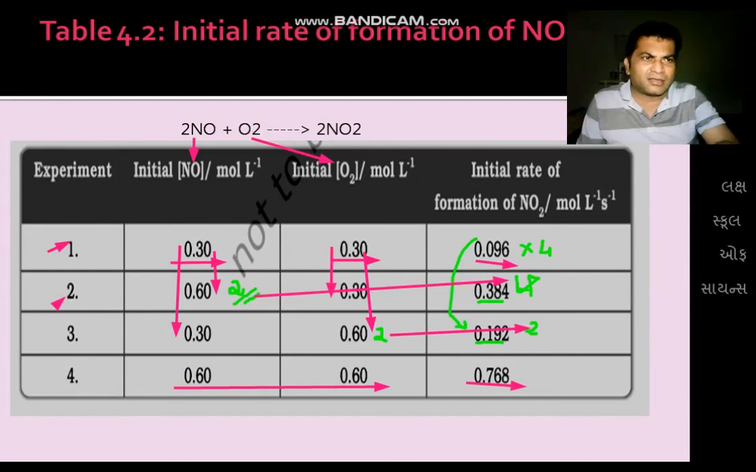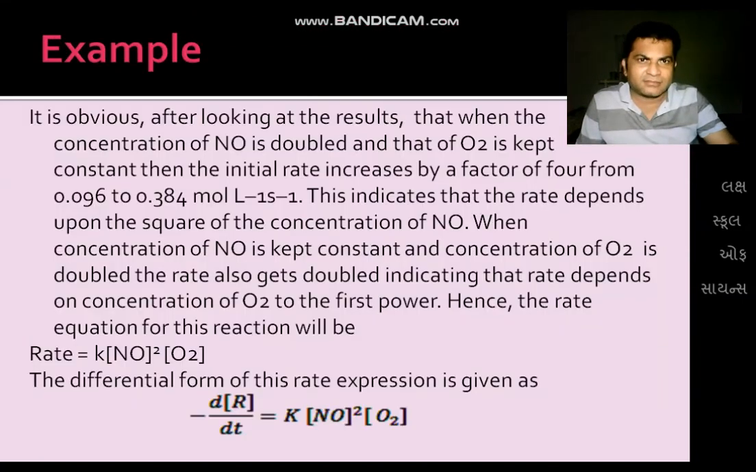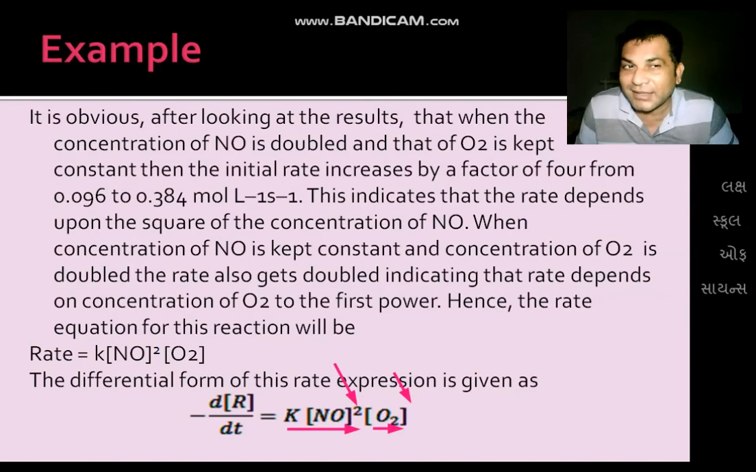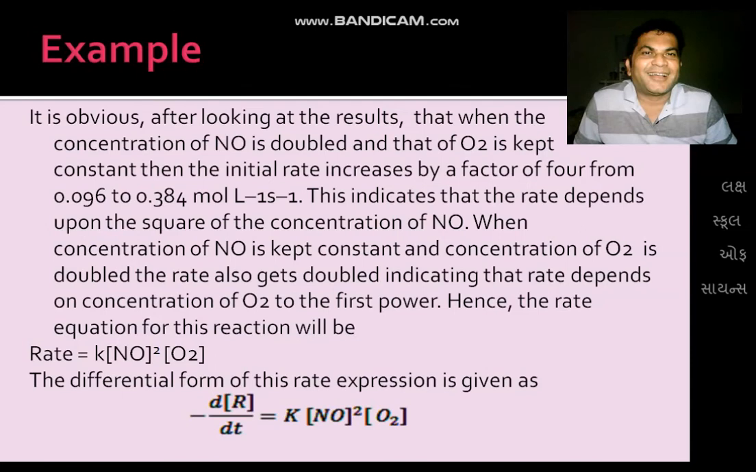Now, can I write this rate law in this pattern? A square relation with NO and a relation of 1 with oxygen. That's all. This is our rate of reaction, how it depends. I hope you understand now. Very interesting. So it is obvious after looking at the results that when the concentration of NO is doubled.